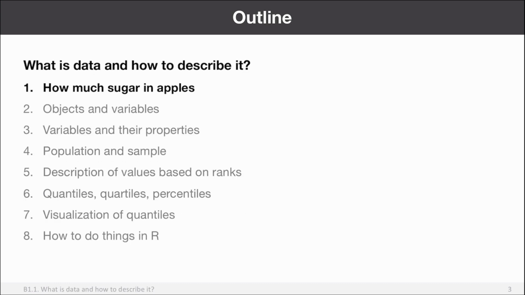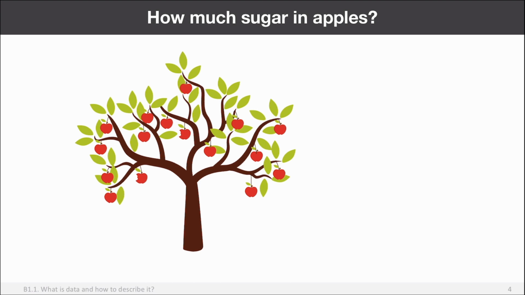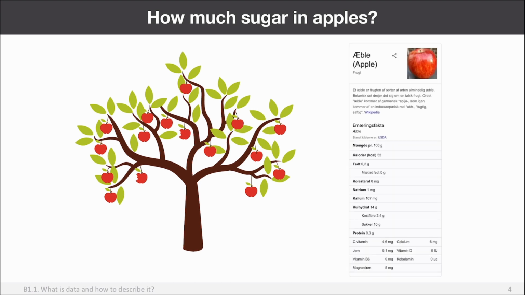Okay, so let's start with defining a problem. Let's say we have an apple tree, and on an average apple tree, you have hundreds of apples. It can be up to 800 apples on one tree. And we would like to know how much sugar we have in these apples. If you, for example, go to Wikipedia, you will find out that on average, an apple has 10 grams of sugar per 100 grams of apples. So it's approximately 10% of the apple weight is different sugars. But does it mean that every apple on this tree has 10 grams of sugar?